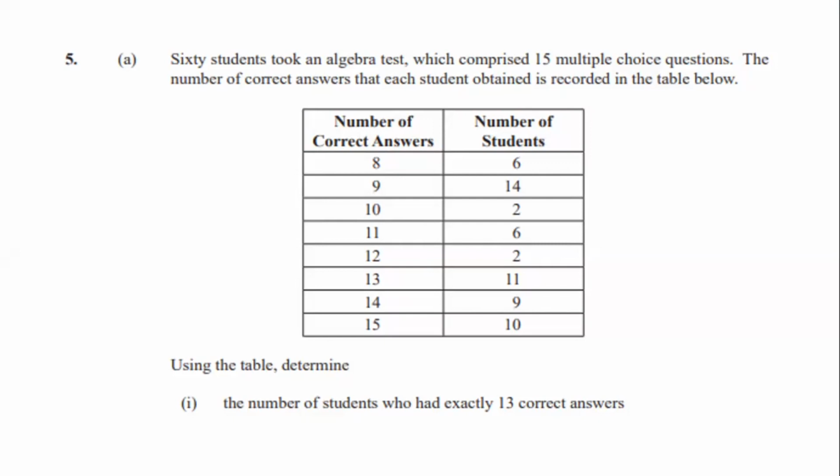Using the table below, part 1 says determine the number of students who had exactly 13 correct answers. So this is an easy one. We look at the left-hand column to see where the number of correct answers is 13, and we get the corresponding number of students. Therefore, our answer is 11 students got 13 correct answers.